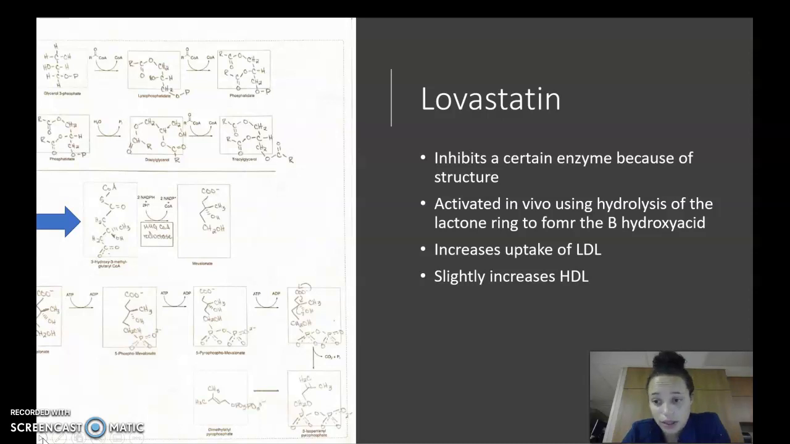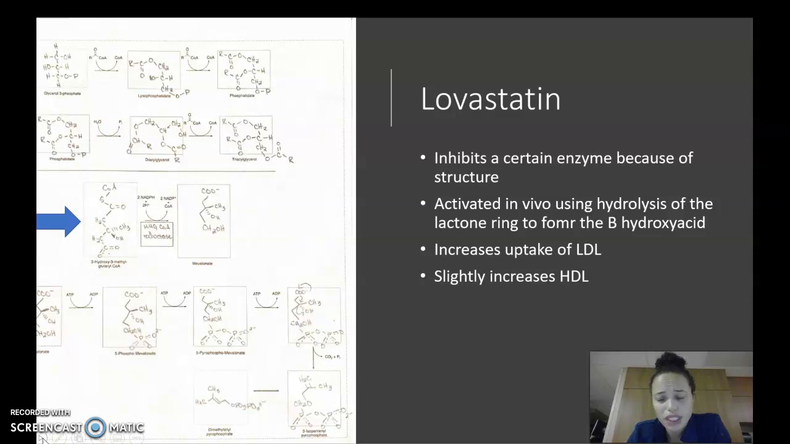Once again, apparently I can't spell. Sorry for that. But that's how it works. It mimics that same structure as the HMG-CoA reductase, and so when it takes form and acts like that enzyme, it then moves throughout the system and it increases the uptake of LDL in your body.